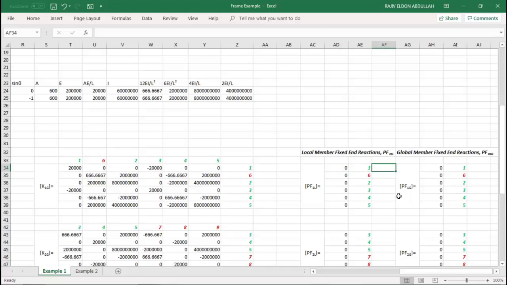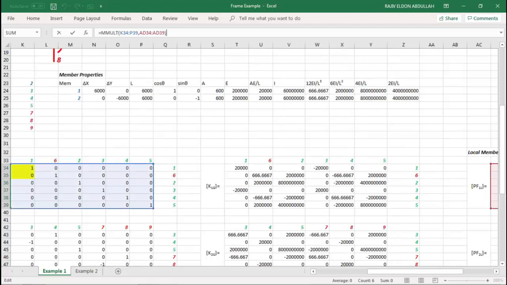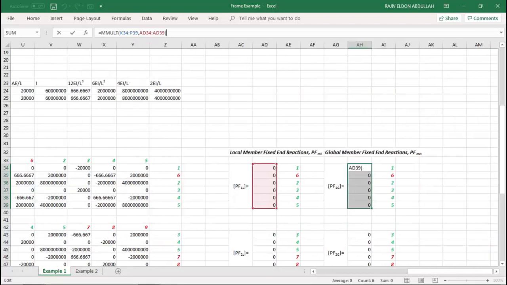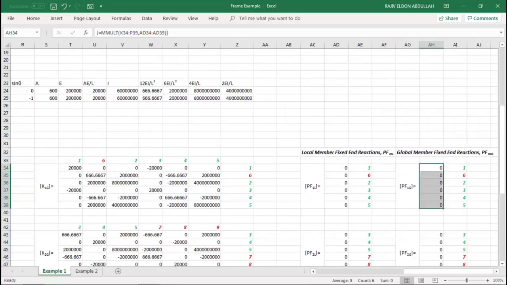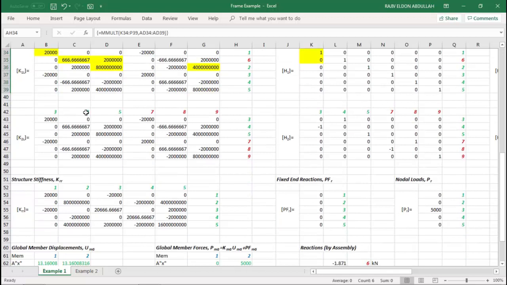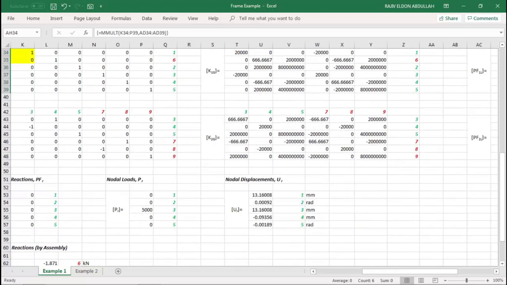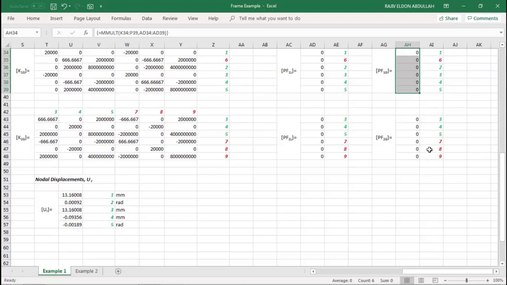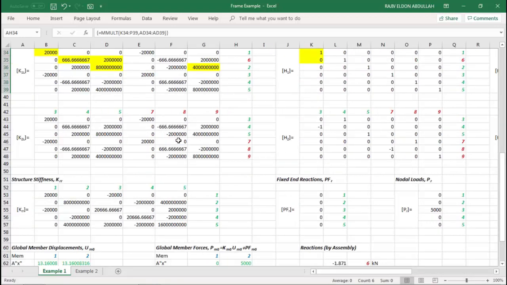Okay. Now to get your global member fixed end reactions, PFMG, you just multiply this PFML by H. So we're just transforming them from local to global. So I'd like to show you that here. Click here. Okay, so we're just multiplying this matrix and this matrix. Now you do the same for member 2. Okay, take note you need to change the destinations correspondingly here as well, here as well. Then you're done with the stiffnesses.